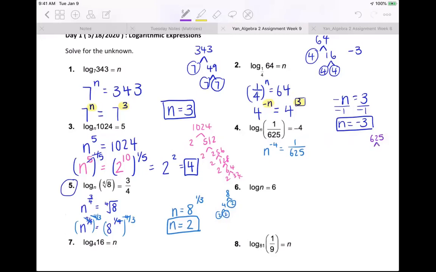625, I gotta break it down. And since it ends with a 5, I know it's always going to be divisible by 5. 5 times, what was it? I think it's 125. Yeah, 125. And then I break it down again. So it's 5 and 25, 5 and 5. These are all my odd numbers. Okay, and remember, if 625 is at the bottom, we can rewrite this as 5 to the -4.